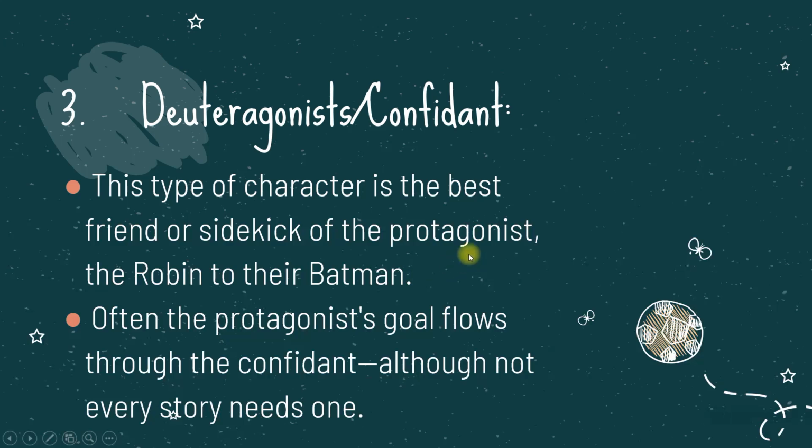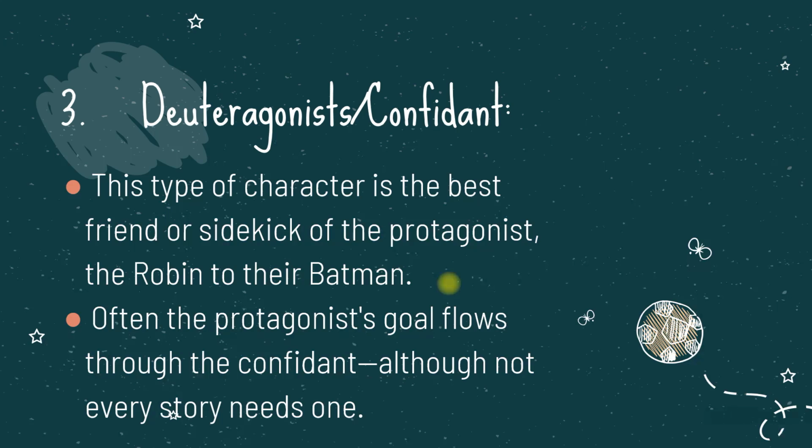These are sidekick characters, Robins to Batmans. Often protagonist goals flow through the Confidant, although not every story needs one. Ngayon, very popular dito sa Filipino media ang Confidants or Deuteragonists because they usually also come as the comic relief. They come out when things are serious, to lighten the mood, to be more of a comic, to be funny, etc. And the confidant in some stories plays a very vital role because they are really there to support the protagonist.